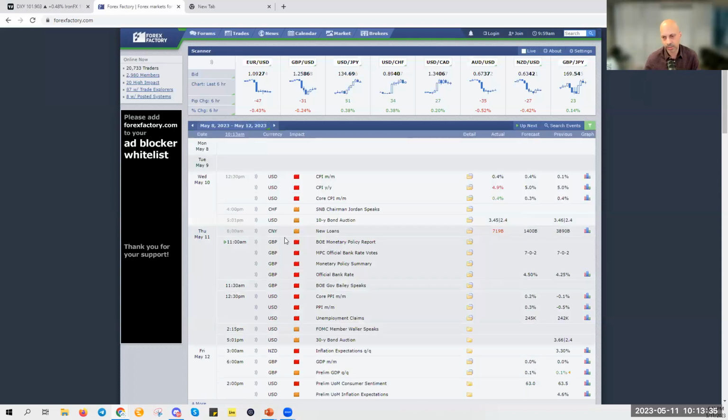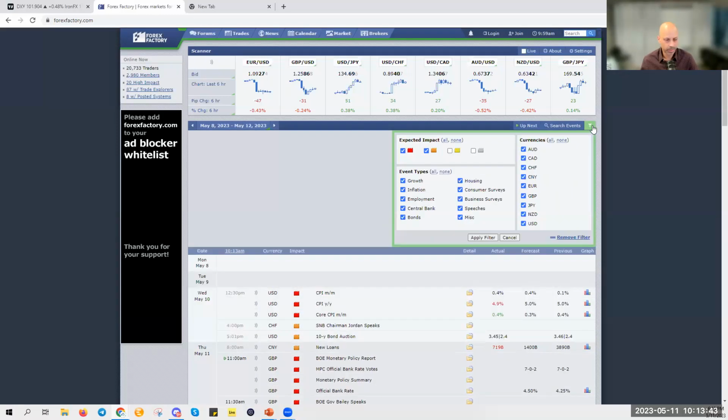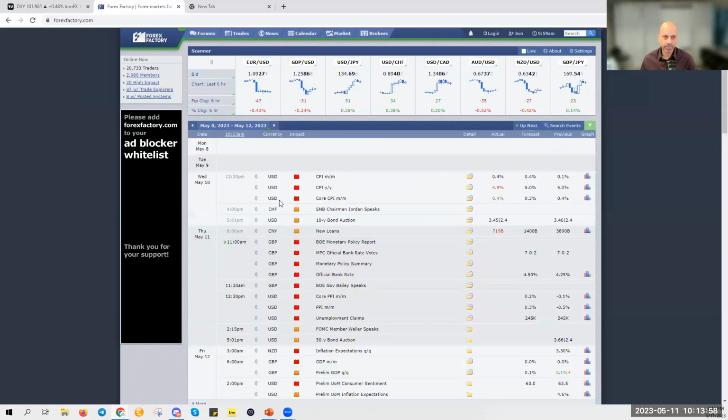My setting is on GMT time, right? So 10:13 a.m. GMT. And then you can filter the economic events as well. Generally, I will select all the currency pairs that you see here, all the event types, and I'll select the two most high impact events, and apply the filter. So this will give us the list of key economic data for this week.